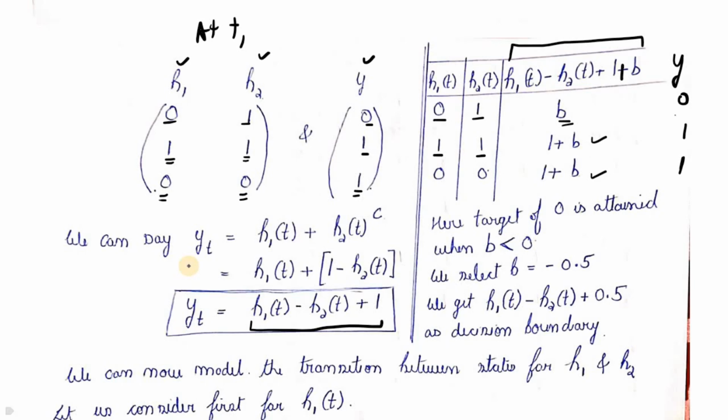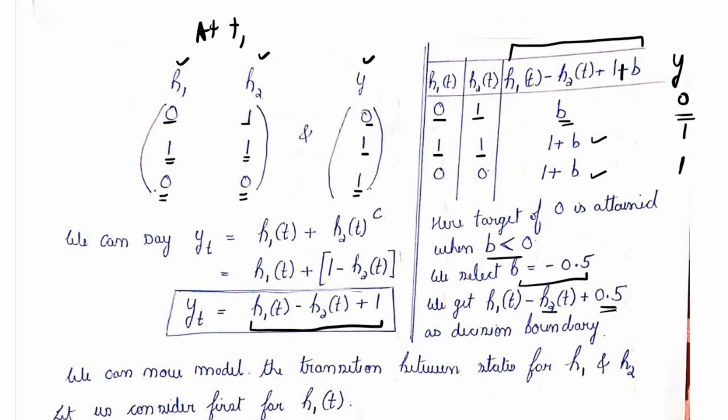So over here, the value of 0 is attained only when this term b is less than 0. Else, if 1 plus b is greater than 0, we will be having 1 anyways. So we select the threshold, which is helping us to identify the negative value properly. We select b less than 0. We select a very arbitrary term, 0.5 with a negative sign, because this is apparently less than 0. We get the decision boundary as this. So h1t minus h2t, we had 1, we subtract 0.5 out of it, so we get 0.5.